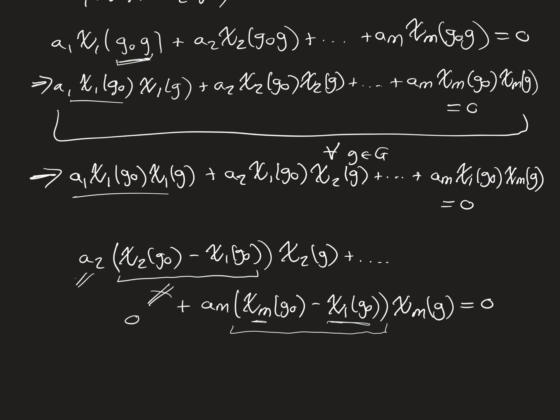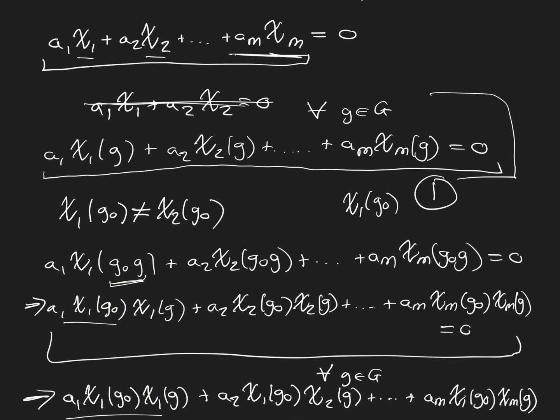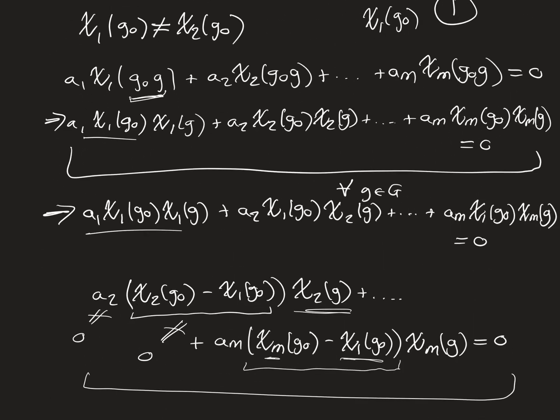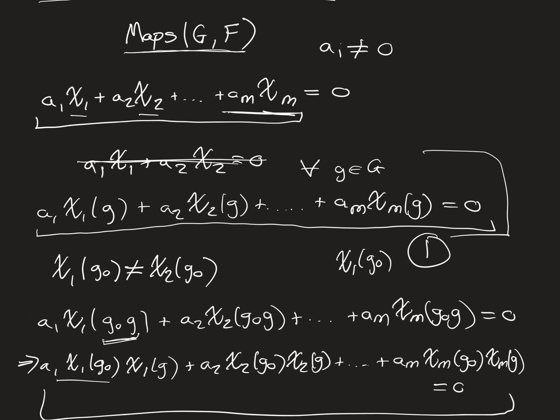I also know that A2 does not equal 0. That was our starting assumption. Therefore, the coefficient of chi2 of g here is not equal to 0. So I've still got a non-trivial linear combination here of these characters that is giving 0. But this now involves one fewer character than my original one did. So I've actually found one that's even smaller than the original one, which by assumption was supposed to be the minimal one. So there's the contradiction. So that's why this cannot work.